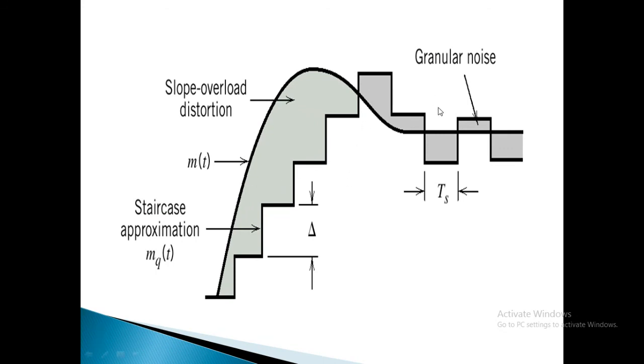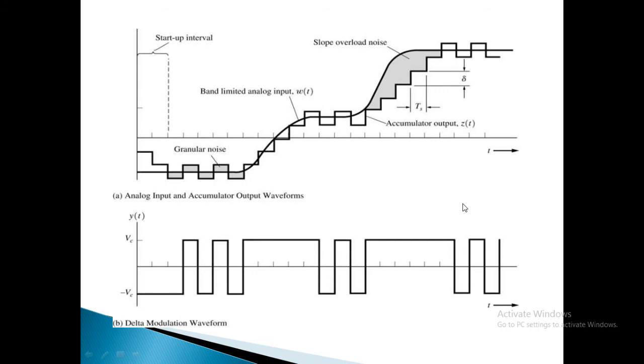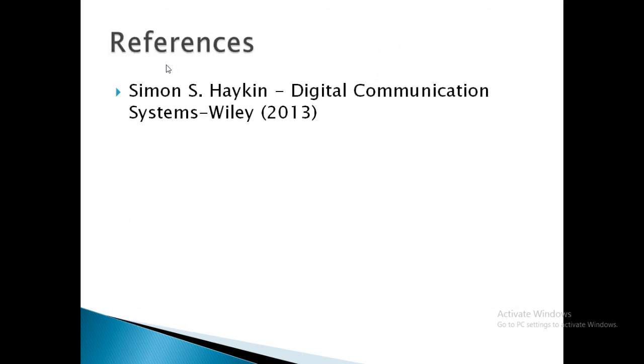Here, in granular noise, if the input is constant or flat, and the step size is very high, granular noise occurs. Here delta is the step size and Ts is the time period, and this is the band limited analog signal. m of t is the given input signal. The start-up interval is the time interval required to meet the input signal with the staircase approximation signal. Thank you.